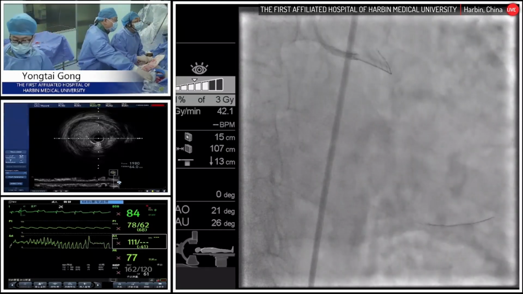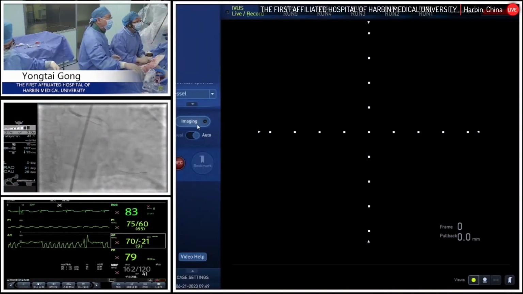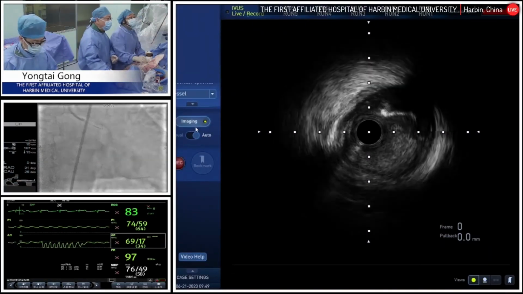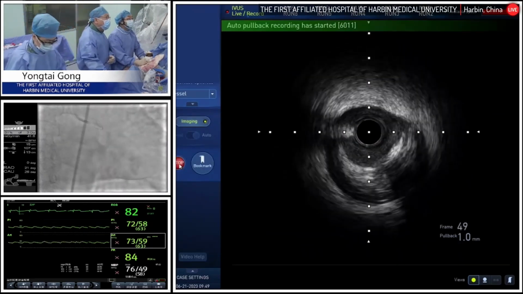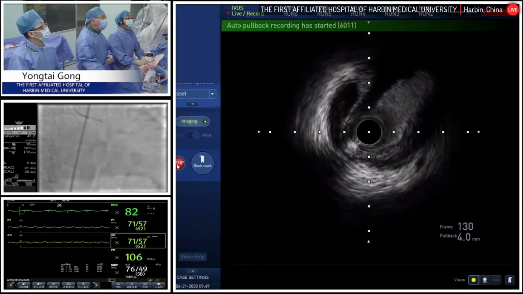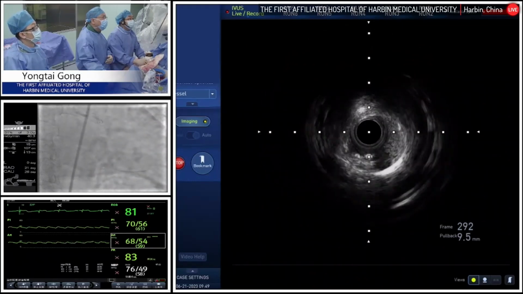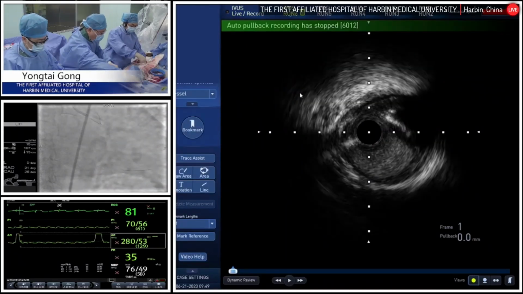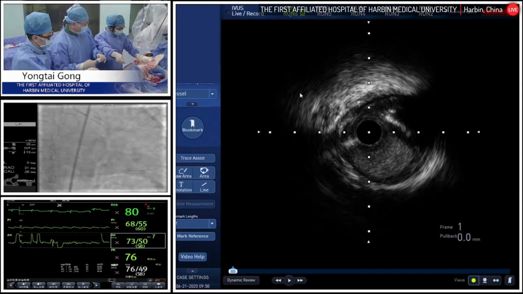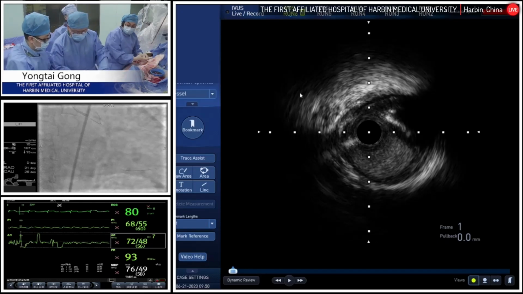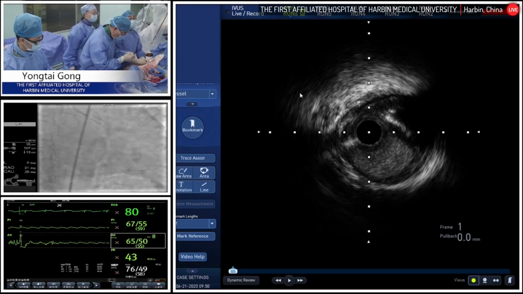Okay, I think that this is a good time for us to check the IVUS image of this patient to have some detailed information on the situation at, for example, the left main. Okay, let's make a pullback. Pulling back. Okay, I think that the situation of the left main has some change. So maybe Dr. Gong, I think that one stent at the left main is a good choice. What do you think? Yeah, maybe one stent at the left main is important.